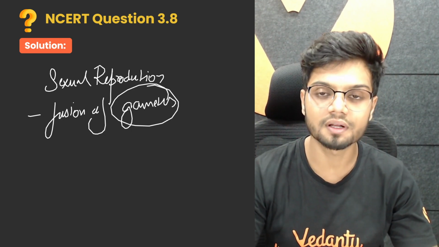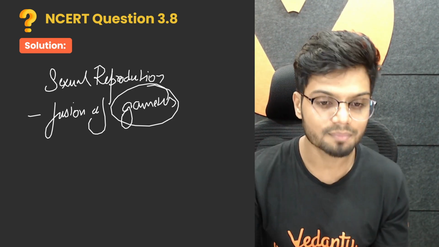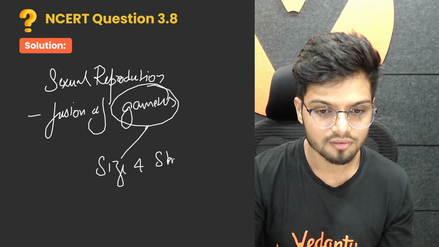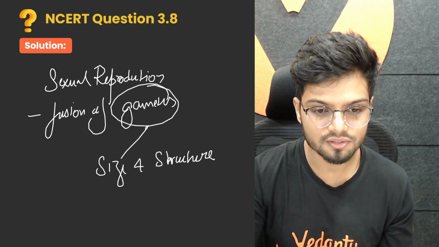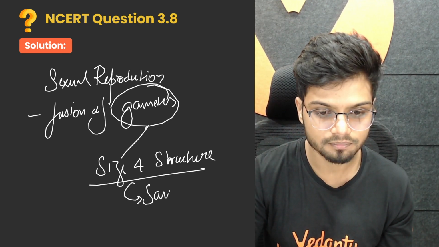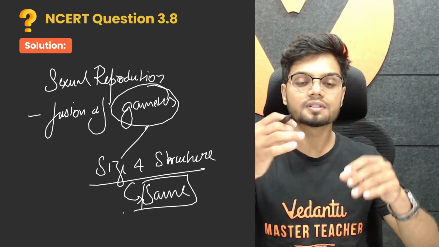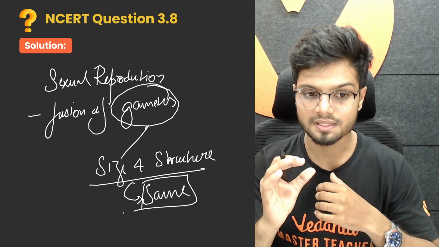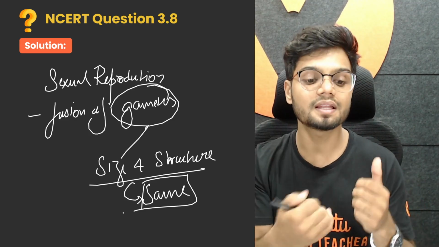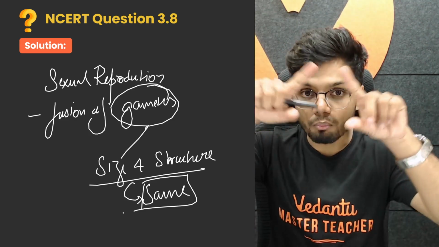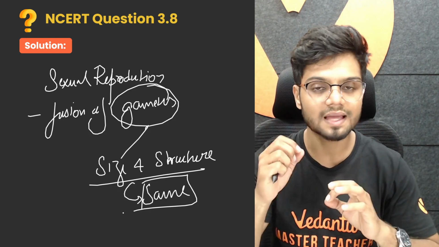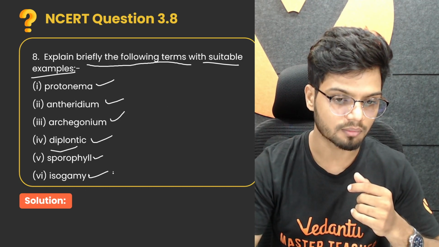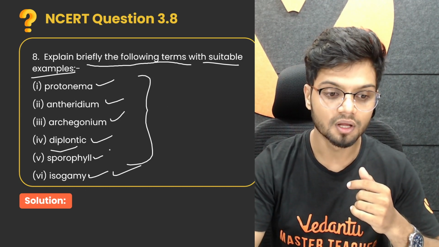Now these gametes are special because the size and the structure are the same. Very important, note down. Isogamy is a type of fusion of gametes where the gametes are similar in shape as well as size. Also, the morphology of these gametes is exactly the same. That is your isogamy.